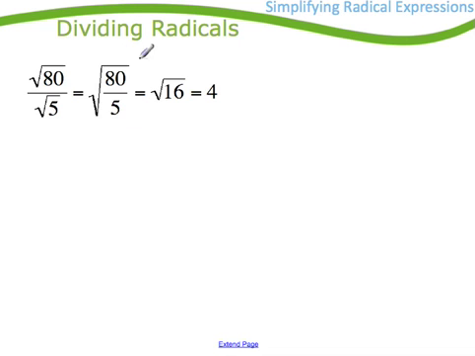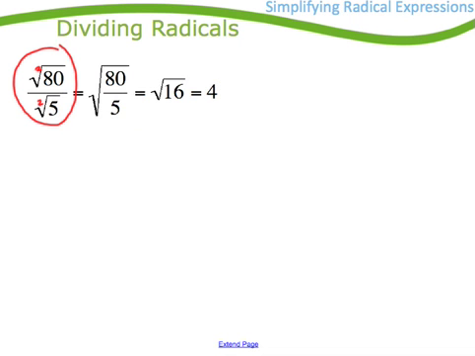I can do the same thing with dividing. Notice here I've got the square root of 80 over square root of 5. I can rewrite that as the square root of 80 over 5. Notice that both of the indices here are 2, so this is allowed. If the indices were different, I couldn't have done that. 80 divided by 5 is 16. The square root of 16 is equal to 4.